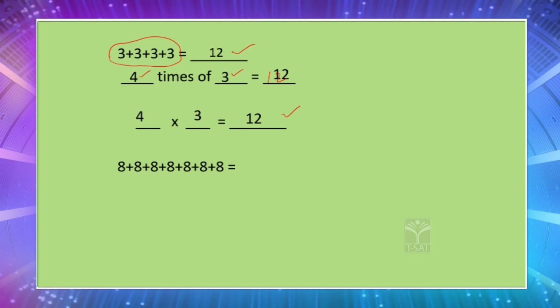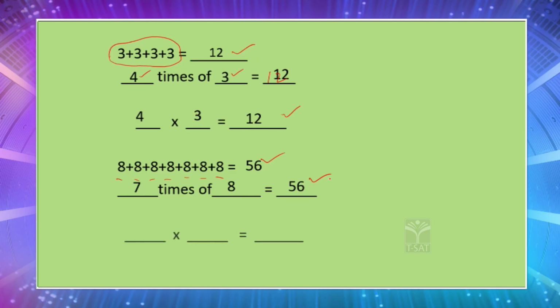So, next, what do you observe here on the screen? 8 is added repeatedly. How many times? 1, 2, 3, 4, 5, 6, 7 times. And what is the sum of this? 8 plus 8, 16, plus 8, 24, 32, plus 8, 40, plus 8, 48, 56. And it can be represented as 7 times 8, that equals 56. It can be written using the multiplication symbol as 7 into 8, or 7 multiplied by 8, 56.